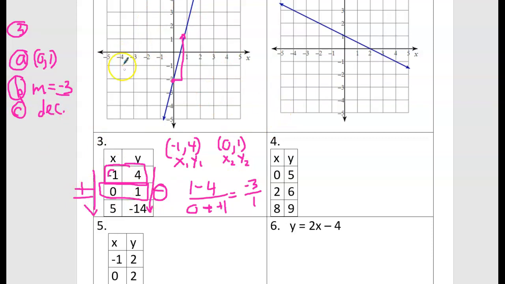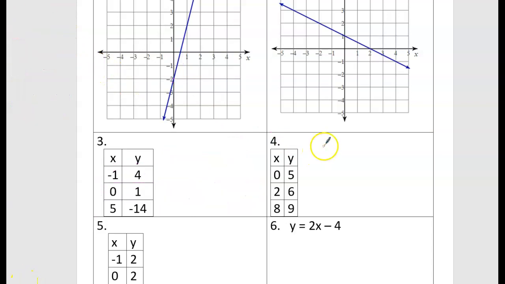Okay, so I want you guys to go ahead and pause the video here and try this problem right here. See if you guys can find the y-intercept, the slope, and then determine if it's increasing or decreasing. Okay, so for part A, my y-intercept is where x equals 0. So my y-intercept is at the point 0, 5.